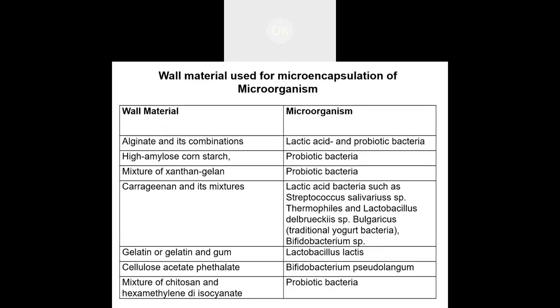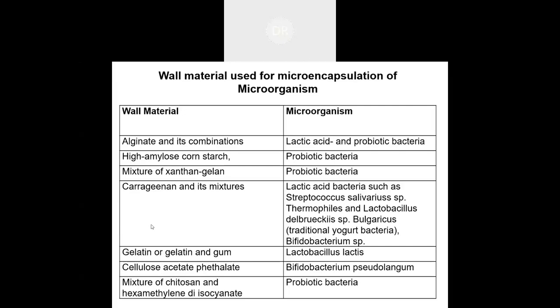Encapsulation of the microorganisms. Lactic acid bacteria or probiotic strains can be encapsulated by using alginate and its combinations. Then probiotic bacteria can be encapsulated with high amylose cornstarch. It can also be encapsulated with xanthan along with gellan.